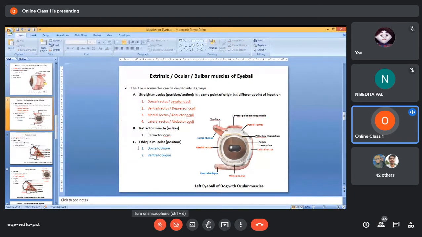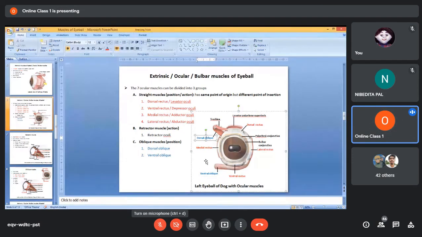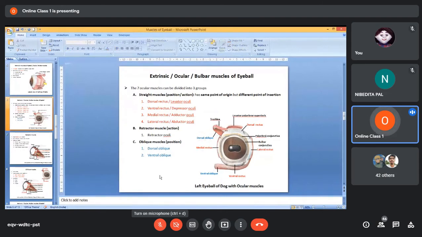Then you have the third group, called the oblique muscles. The oblique muscles are 2 in number and they are named based on their position as dorsal oblique and ventral oblique. So if you see here, this is the dorsal oblique muscle and this is the ventral, the blue one. Dorsal oblique and ventral oblique. So the name is mainly based on their position.